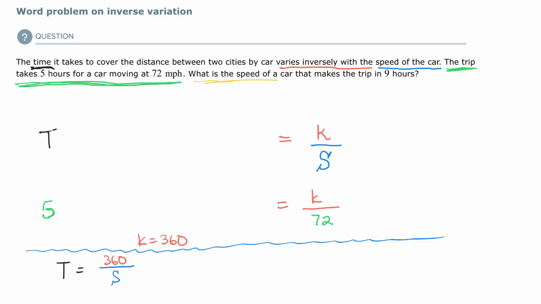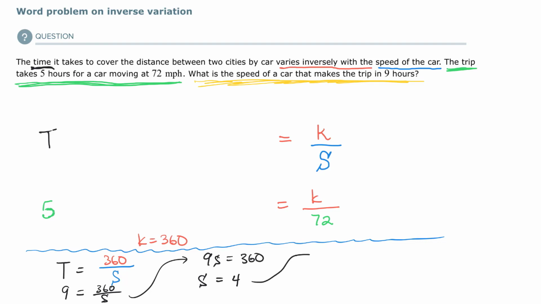What is the speed of the car that makes the trip in 9 hours? So we're going to put a 9 here, and that is now equal to 360 over s. Solve for s, multiply both sides by s, and we get that. And so s has to be what? S has to be 4. And of course, it's best to state your answer in a complete sentence.